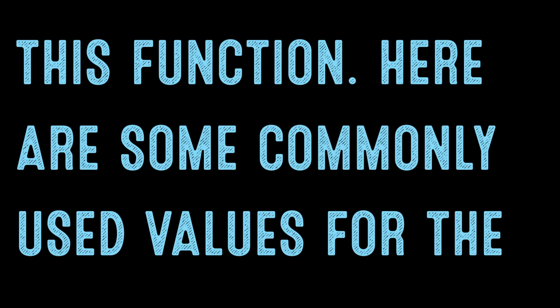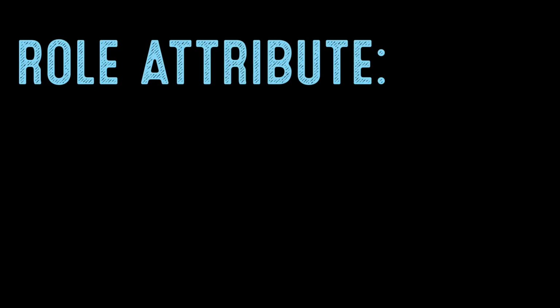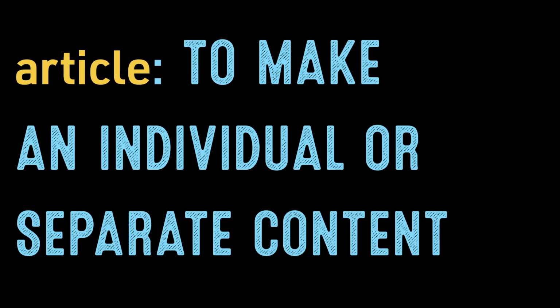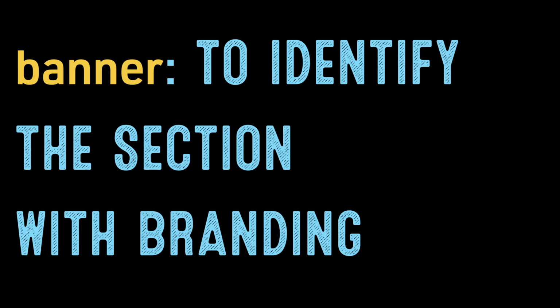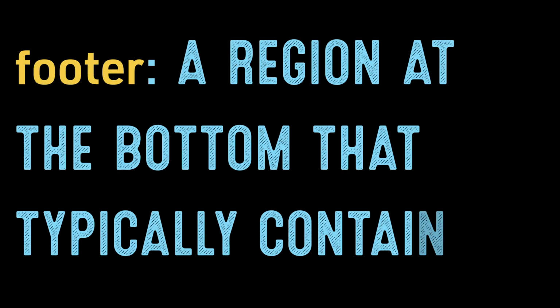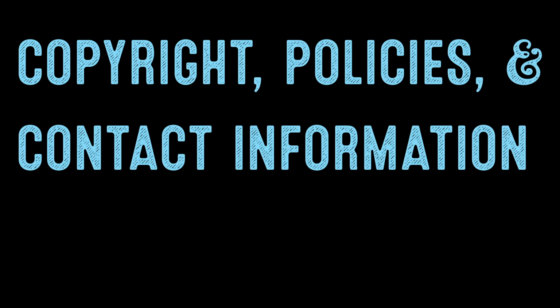Here are some commonly used values for the role attribute. Article, to mark individual or separate content within a main section. Banner, to identify a section with branding information, also known as page heading. Complementary, content that is not directly related to the main content, also known as an aside. Footer, a region at the bottom that typically contains copyright, policies, and contact information.